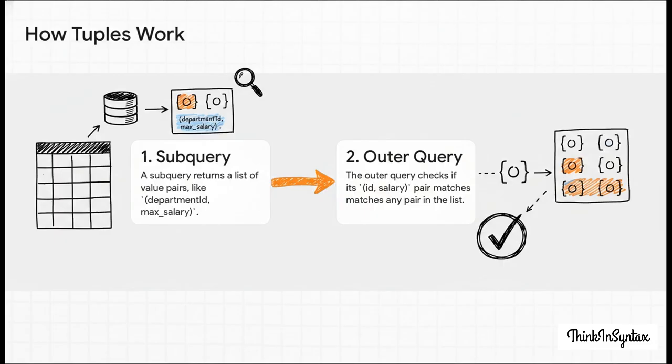Step 1, your subquery creates a list of pairs. So instead of just a list of salaries, it's a list of department ID, max salary pairs. Then, step 2, your outer query looks at each employee and creates its own pair, department ID, salary. And for the final step, it just checks, does this employee's pair exist in the list of winning pairs from my subquery? It's matching the entire package deal, not just the individual pieces.